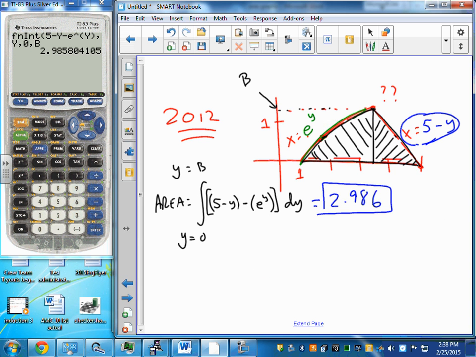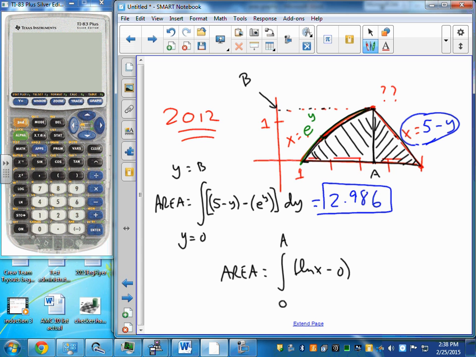So let's see, now the area would be an integral from 0 to a, as we called it down here, and the top is the natural log of x, and the bottom is just 0. There's the log curve, this is y equals 0, so that will give us all of these, dx. And then plus we would have to add the area of that triangle.